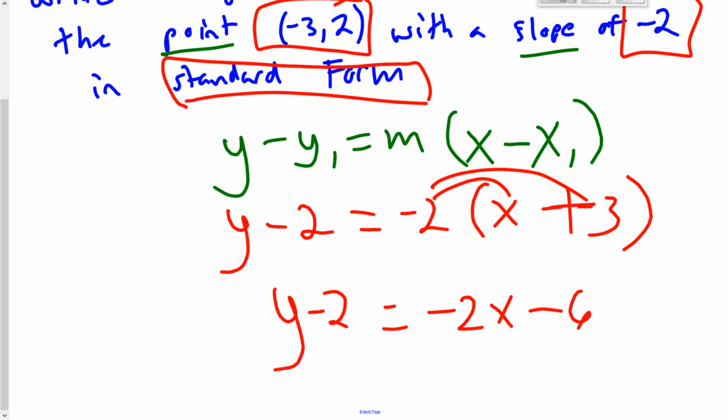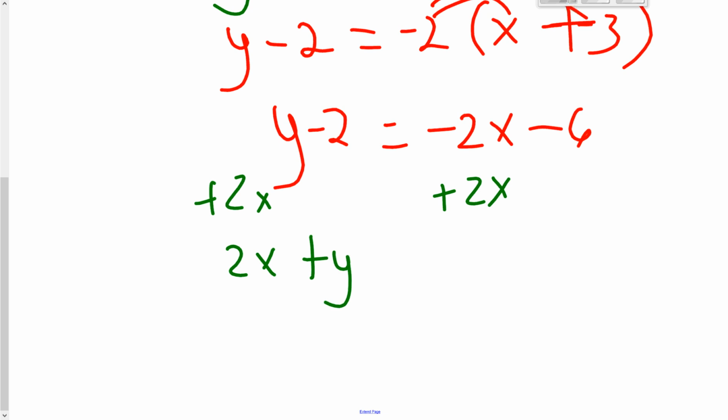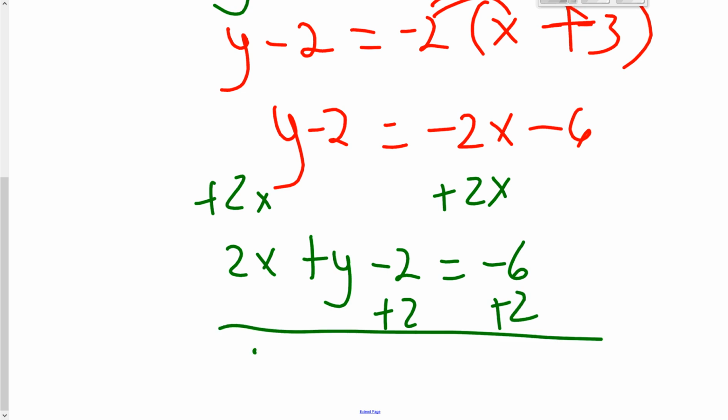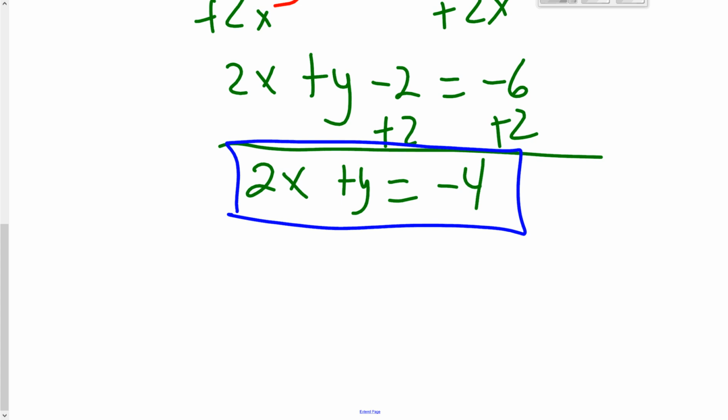Now I'm just going to move my x's to one side and my y's to the other. Okay, so we can move this over here. So we have 2x plus y, because it's a positive y, so we'll put a plus y, minus 2 equals -6. Move this -2 to the other side by adding, and we get 2x plus y equals -4. Okay, and boom, we're done. Now it is in standard form. We have our x's and y's together on one side, our constants on the other side, and we don't have any fractions or negative x's.